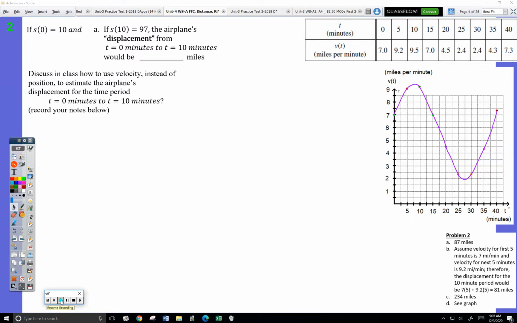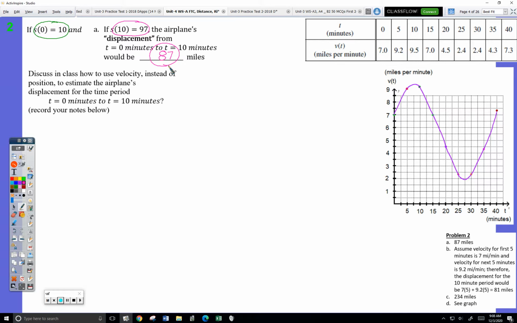Moving in a straight line, and we know that the location of the plane at time 0 is 10, and the location of the plane at time 10 is 97. No offense to second graders, but I think a second grader could understand pretty clearly that the difference between those two locations is 87. The number's a little big for a second grader, but they understand the idea. It's not complicated. Everybody okay with that? Okay.